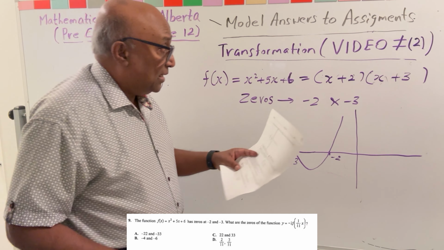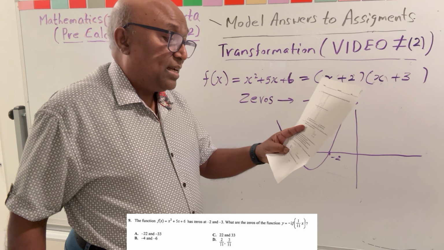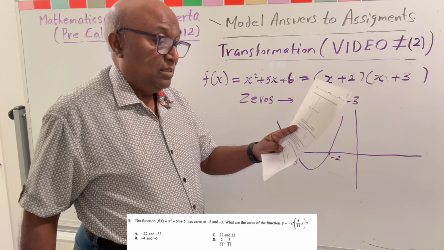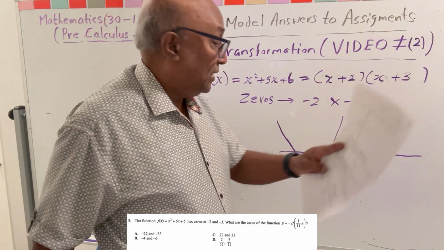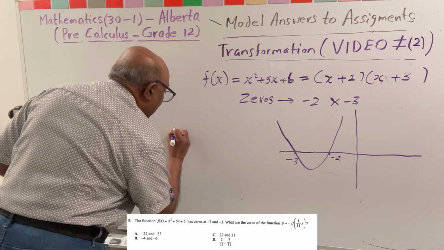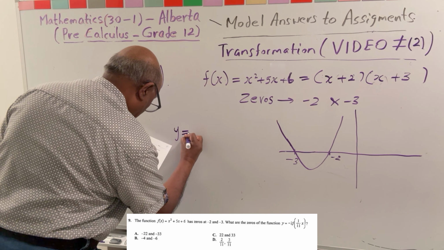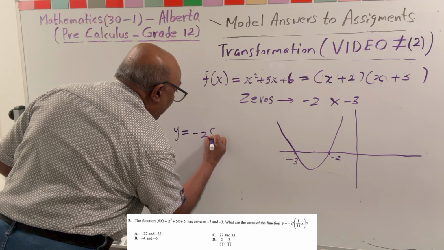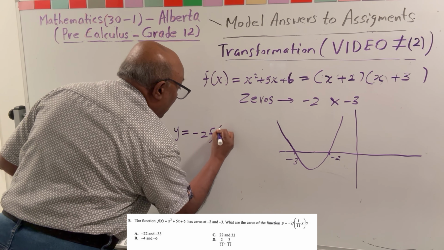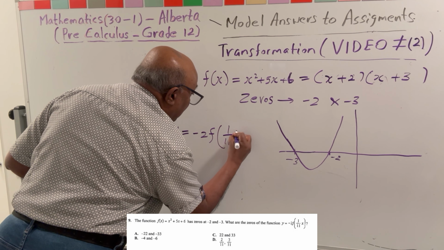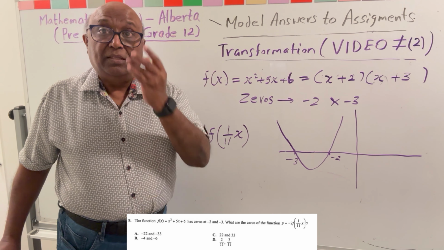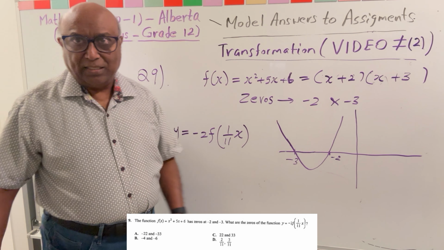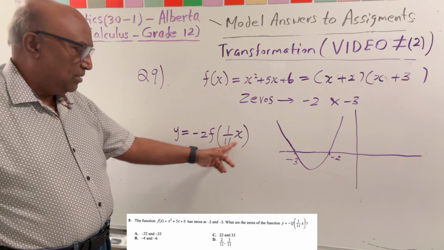Okay, what does the question ask? What are the zeros of the function? Because they have defined another function. What are the zeros of the function y equals -2 f of 1/11 x? That means that they have made us here like this.